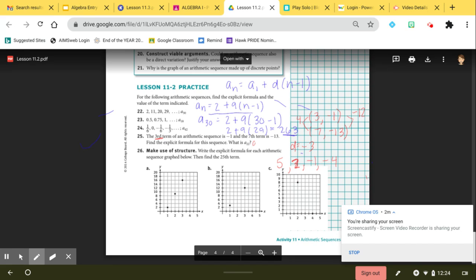So my arithmetic sequence would be a sub n is equal to 5 minus 3 times n minus 1. So that would be that arithmetic sequence.